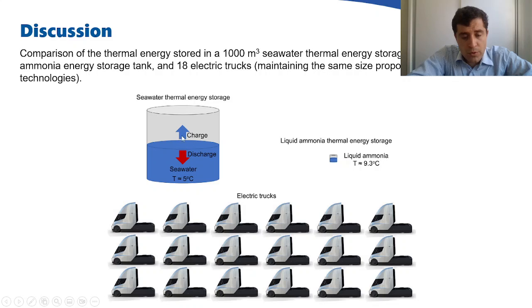For example, if you store fresh water in a tank, this would be the volume. It stores the same amount of water as 18 Tesla semis, and the volume of the tank of ammonia is significantly smaller. You can store the same amount of energy with a very small ammonia tank that you can put close to the final customer to improve the efficiency of your distribution system.